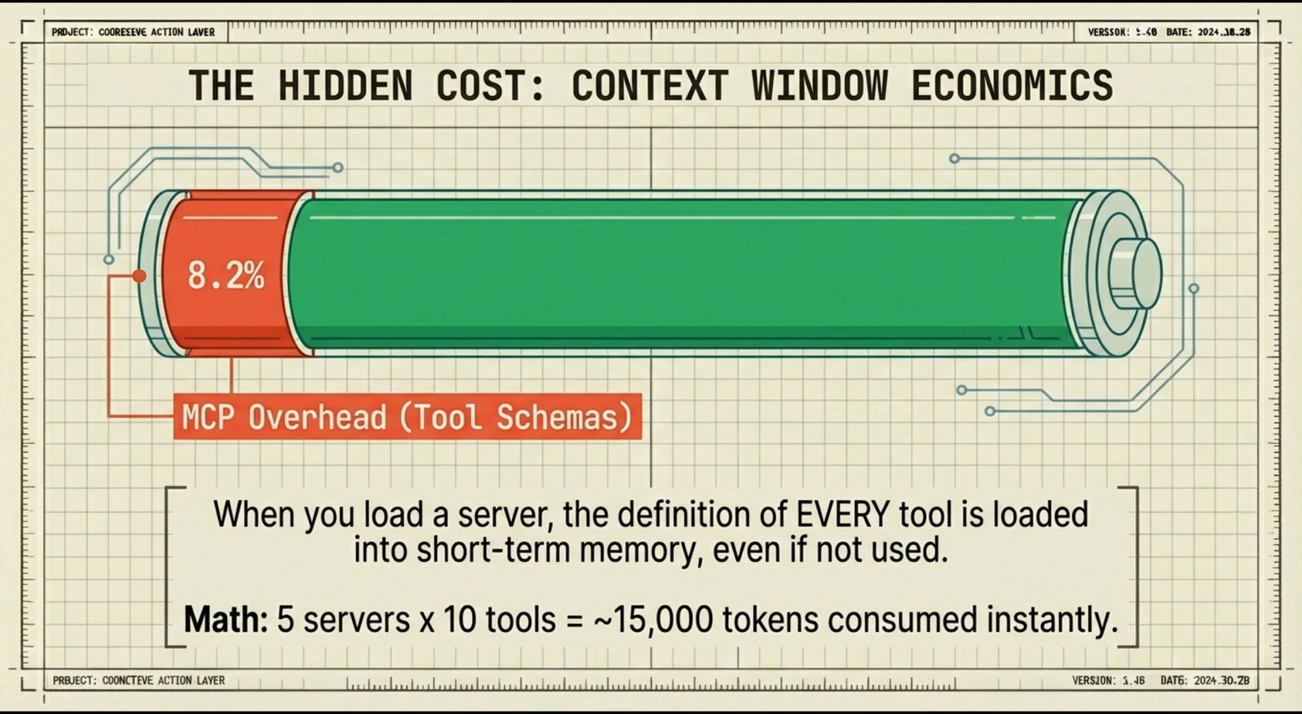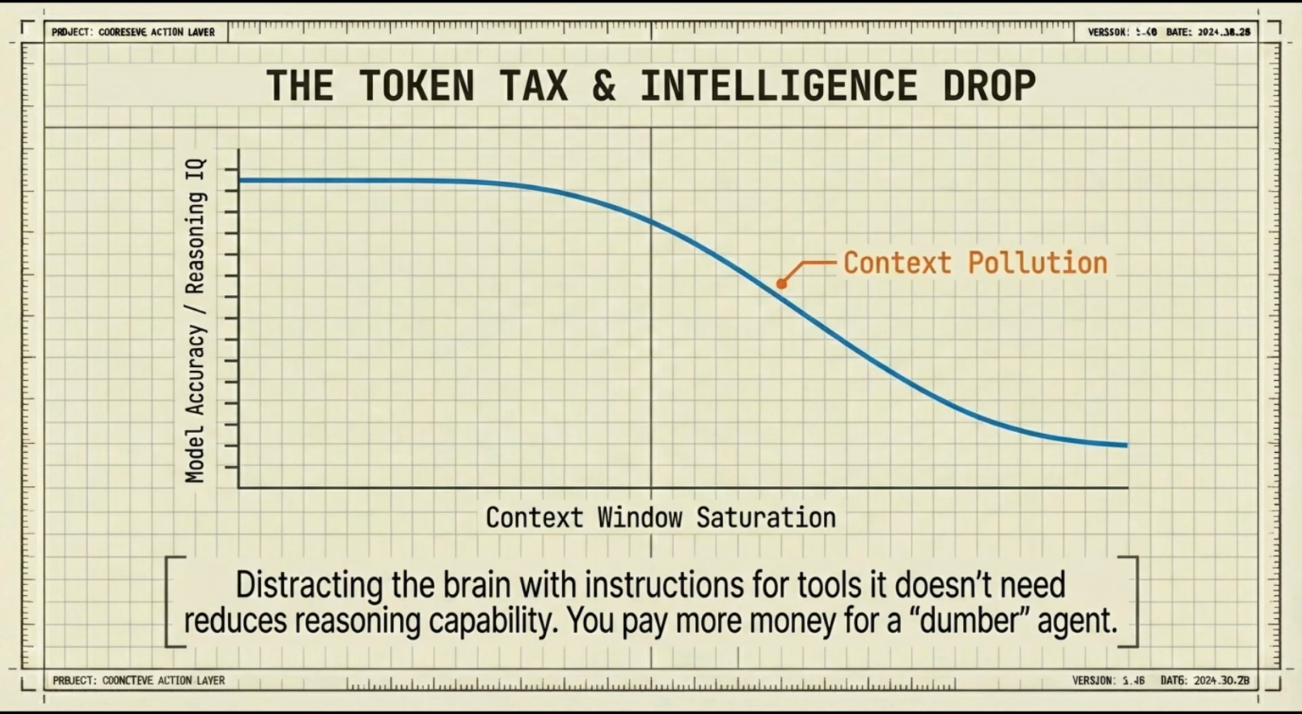We have to understand what happens when you plug in that USB port. When you load an MCP server, whether it's Gmail, Drive, or your custom server, the definition of every single tool in that server gets loaded into the AI's short-term memory, its context window. Wait, so even if I'm not using the tool right now, even if I'm just saying hello, just having it available takes up space. Exactly. It loads the name of the tool, the description of what it does, and the schema, which is the technical instruction manual for how to use it.